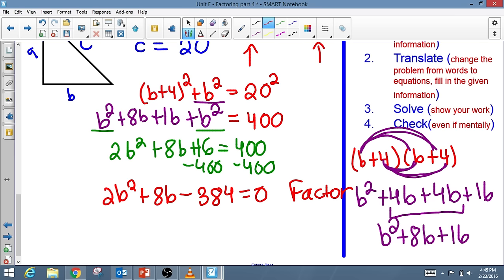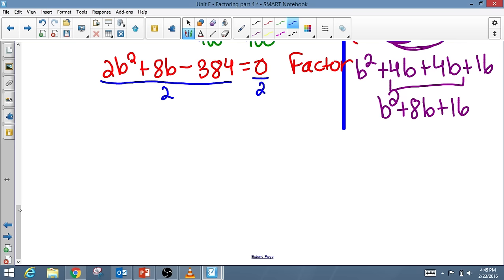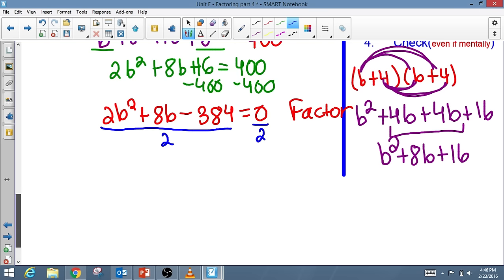Our first step in factoring is always looking for a GCF. I see a GCF here. We can divide 2 from everything. So divide 2 by both sides and just get rid of that. So 2 divided by 2 will cancel, leaving b squared. 8 divided by 2 will be 4b. 384 divided by 2, I will just let you know what that is. It's 192. 0 divided by 2 will leave us with a 0 on the other side of our equal sign.